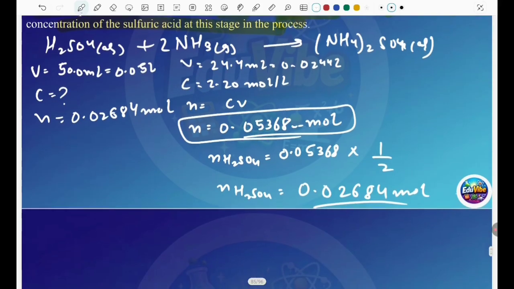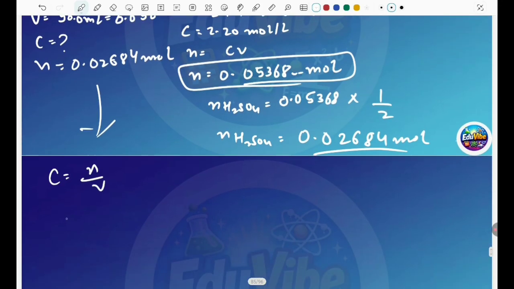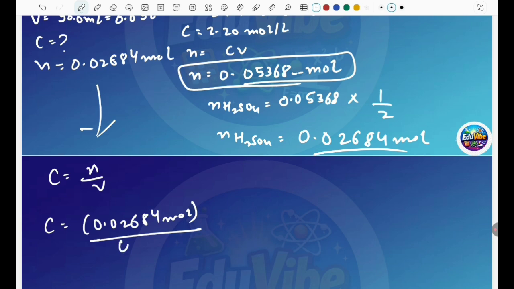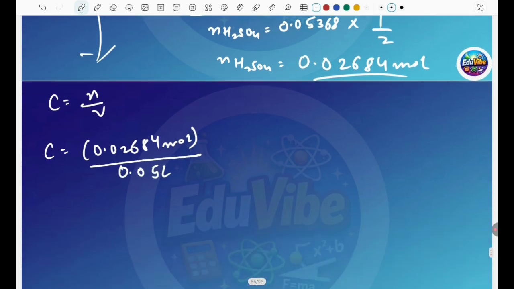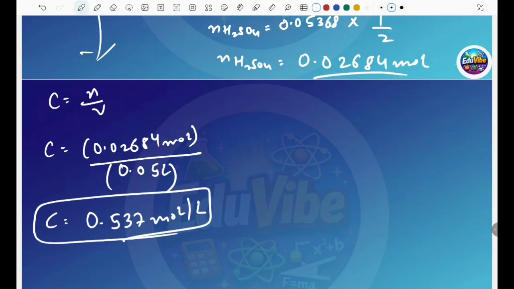Now you can find the C from here. So C is equal to n divided by V. So n is 0.02684 moles. Divide this by the 0.05 liters of that. When you do the division, you will get 0.537 moles per liter. And this is your answer.